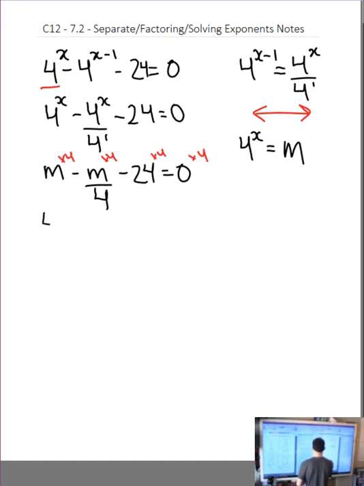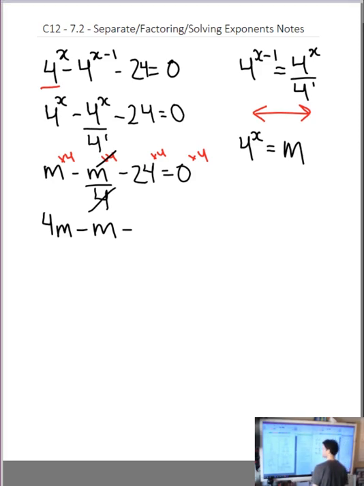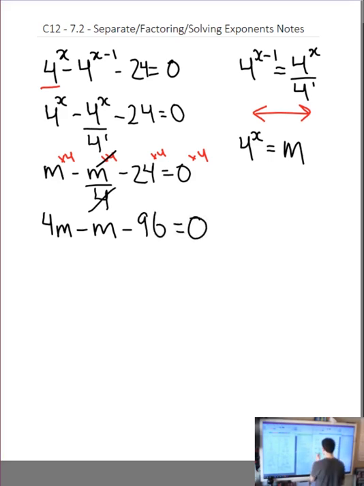So 4 times m is 4m minus. Now I only timed this one by 4 just to get rid of the 4s. Now 24 times 4 is 96 equals 0. Now 4m minus m is 3m, and if I add 96 to both sides, then I can divide both sides by 3, and m will equal 32.